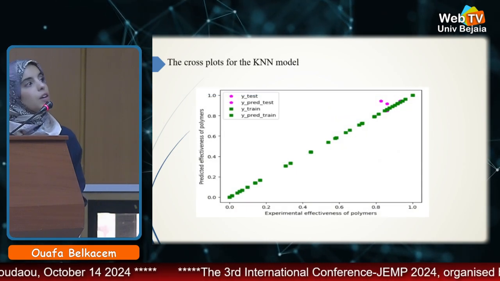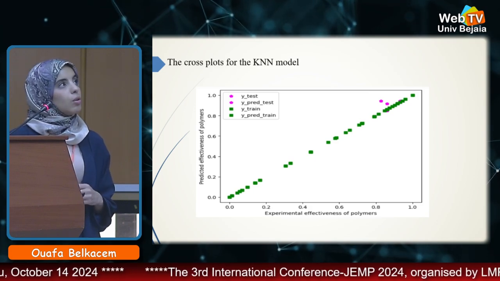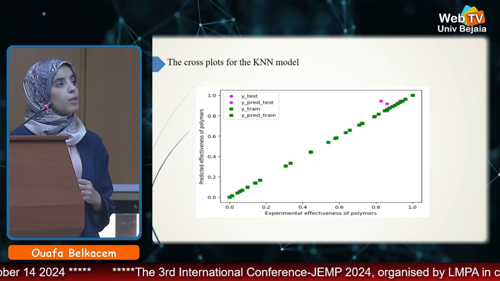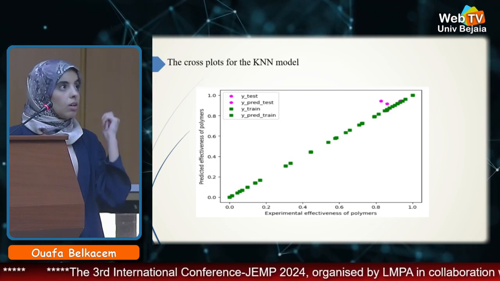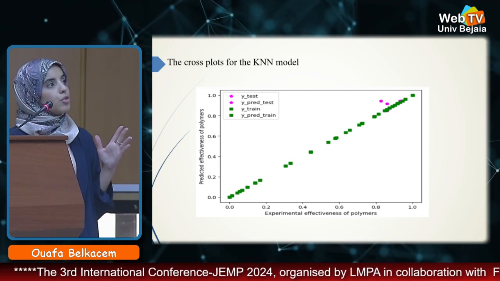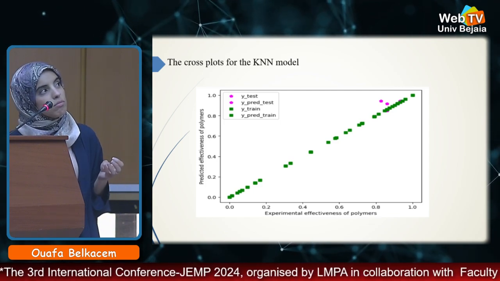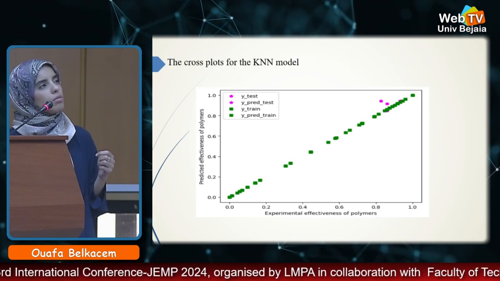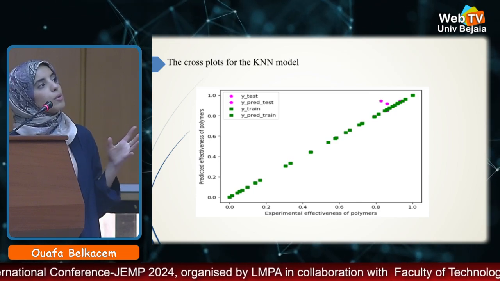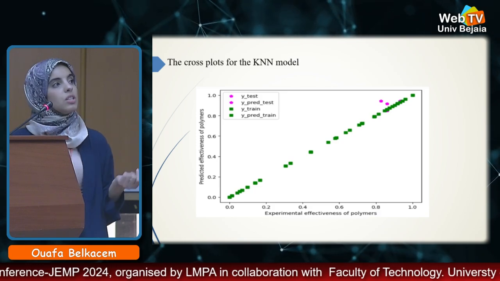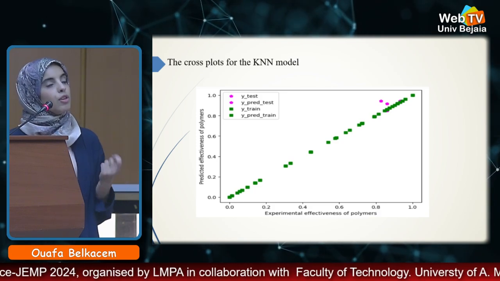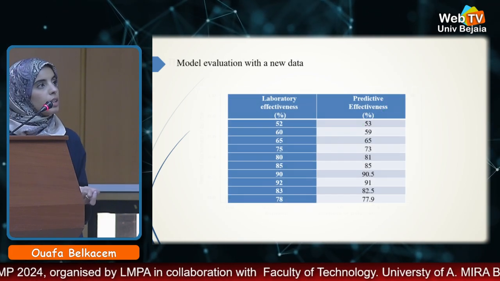The graphical evaluation was by the cross plot for the KNN model. We have the green one for the train phase and the yellow one for the test phase, which confirms the numerical evaluation.